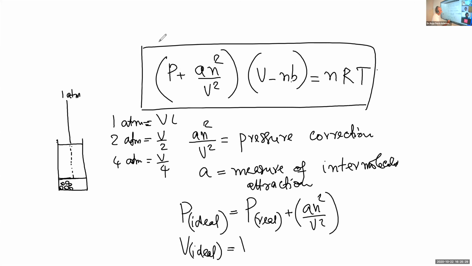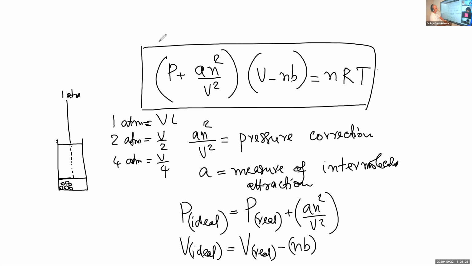And so the real volume means the volume of the container minus some value. And that value taken is nB, to derive a new equation. The ideal volume should be this value, V real minus nB. And nB is called the volume correction.